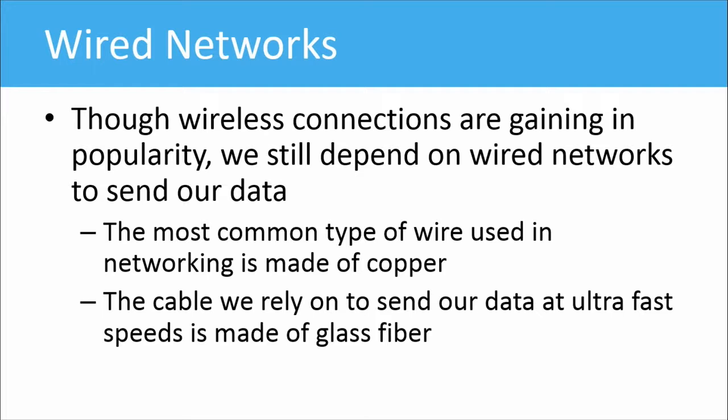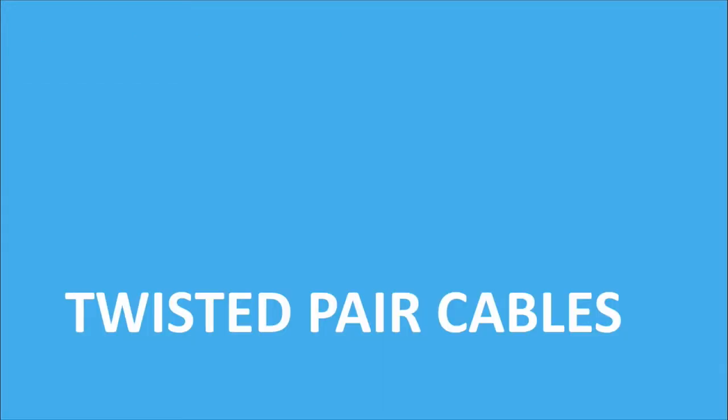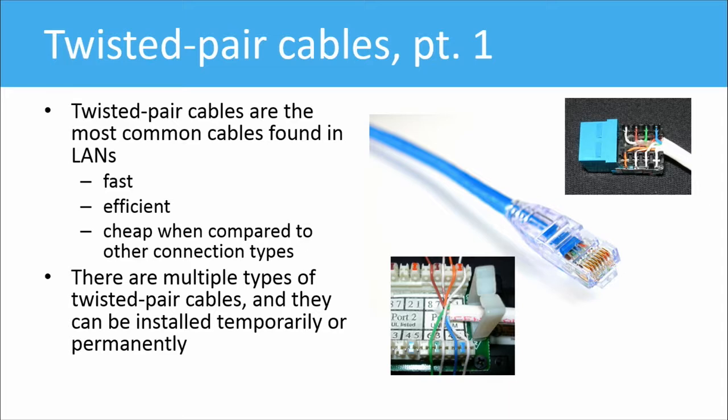The most common type of wire used throughout networking is made of copper. It's called a twisted pair cable. And the cable that we rely on to send our data super long distances at ultra fast speed is made of glass fiber. And that fiber transmits data via light. And we'll touch on that a little bit more here in just a few moments. But first, let's focus on twisted pair cables.